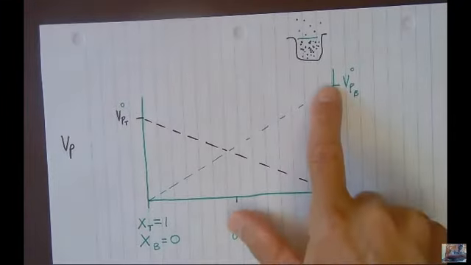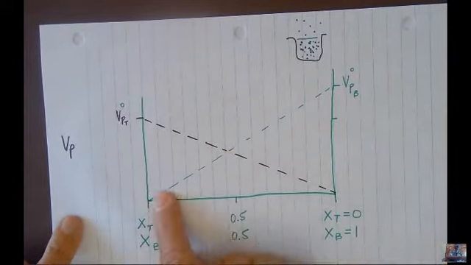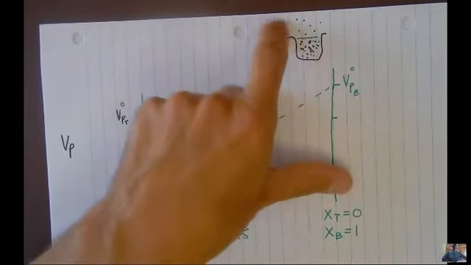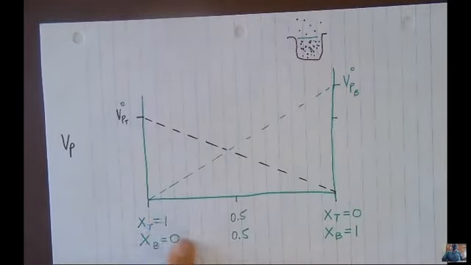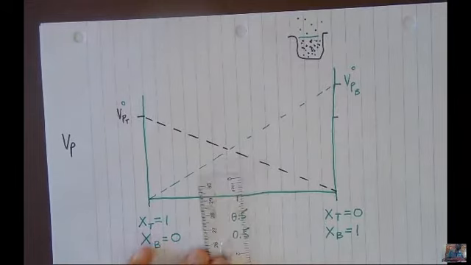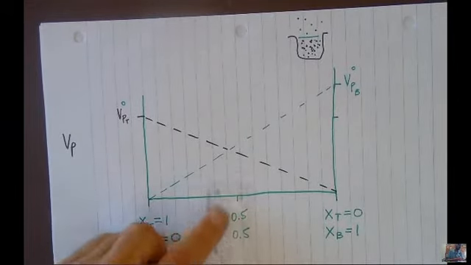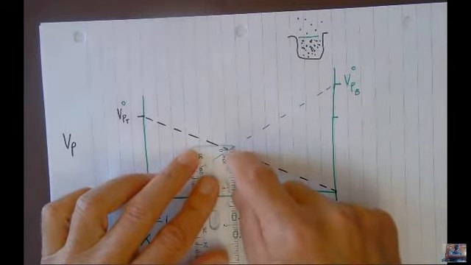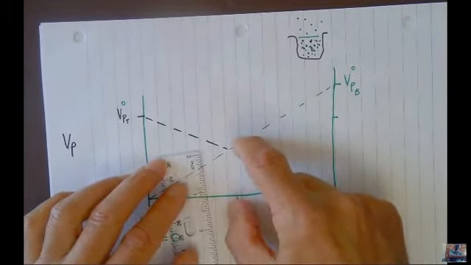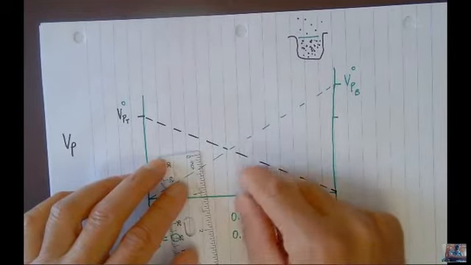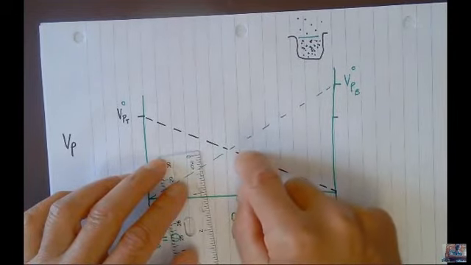Because the formula is linear. When you have half, you're going to have half. Now, here's the cool thing though. What is the total vapor pressure of all of them? Well, if I want to know the total vapor pressure when I have a solution that is 50-50, I just add them up. The total vapor pressure would be this amount plus that amount. The amount of the green plus the amount of the black line.